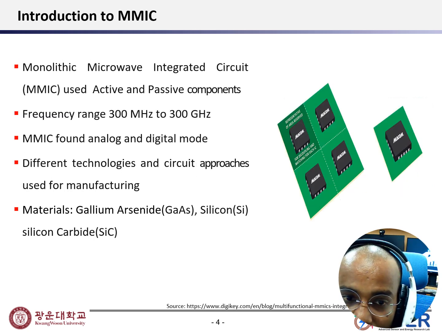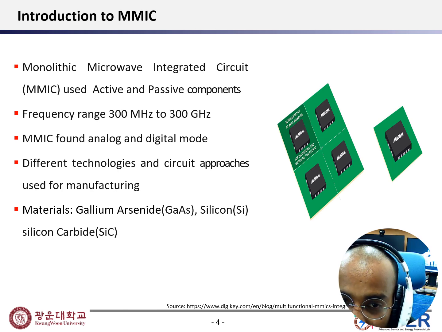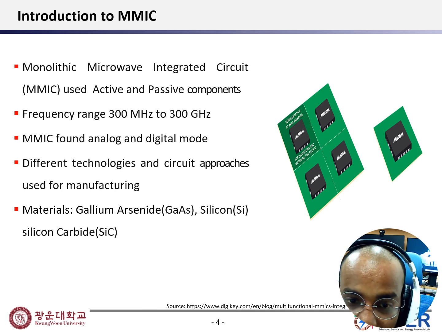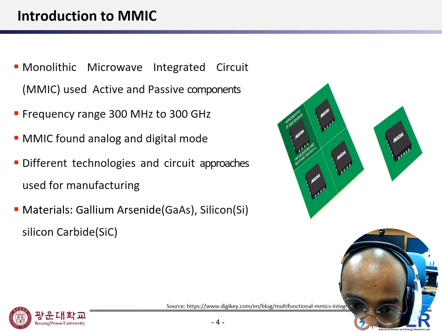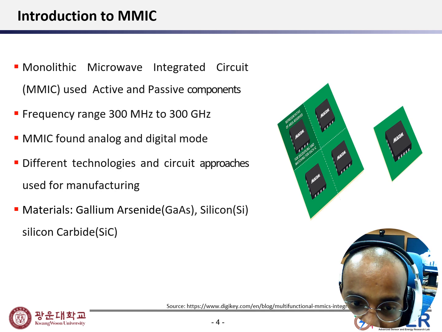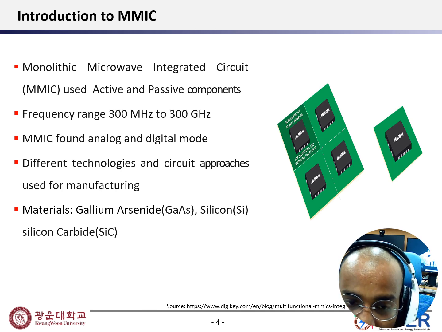While talking about the introduction to MMIC, as we see in the figure, it is the modern MMIC that is found in the market. There are two types of components, that is active component and passive component. The range that it operates in is 300 megahertz to 300 gigahertz. It's found in both digital as well as analog mode.